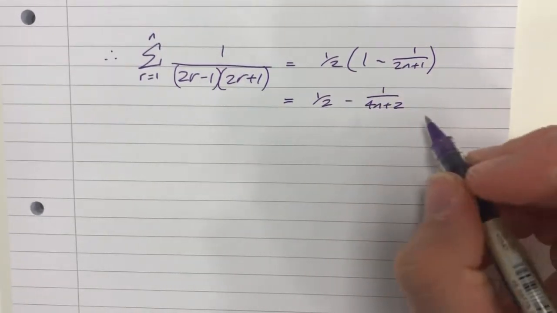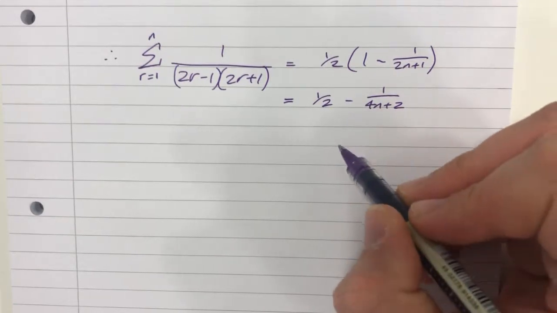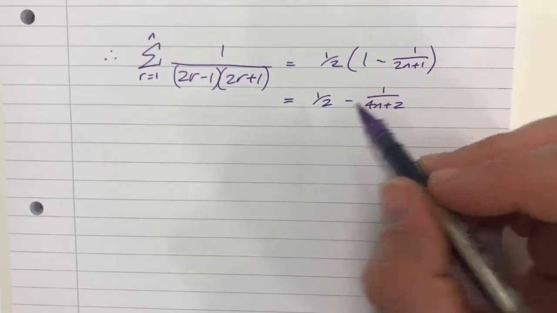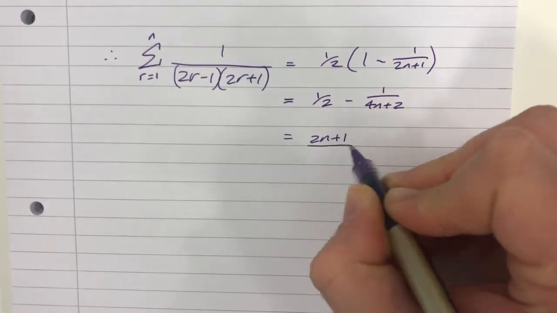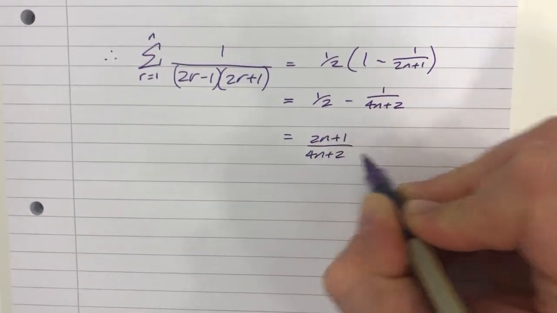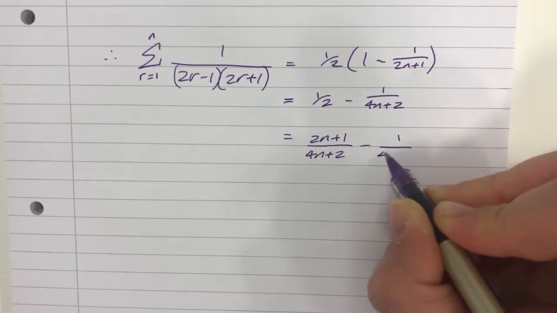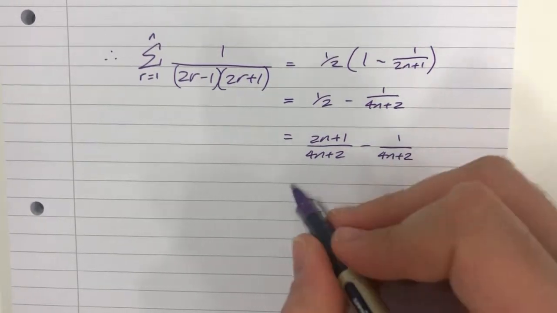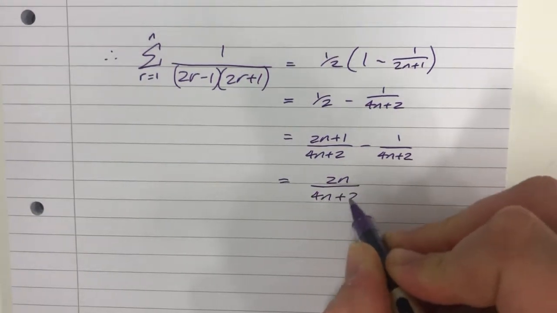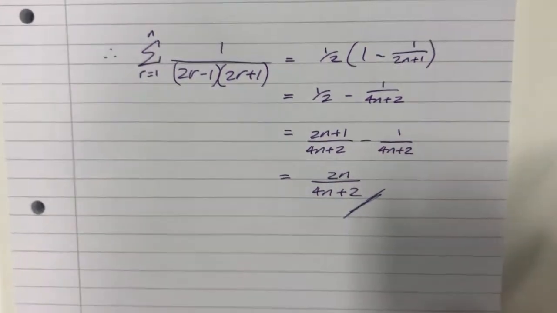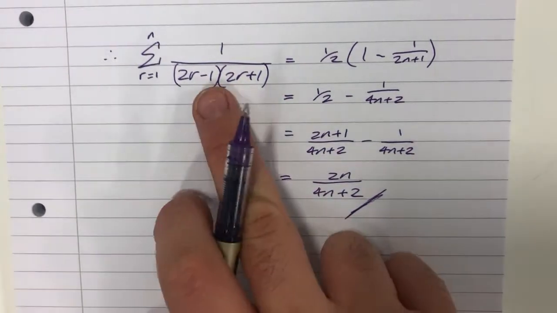And then I can multiply top and bottom of this half by n plus... 2n plus 1, sorry. So I get 2n plus 1 over 4n plus 2 minus 1 over 4n plus 2. And that's going to equal 2n over 4n plus 2. And that is my answer. Okay, that is what this series equals.